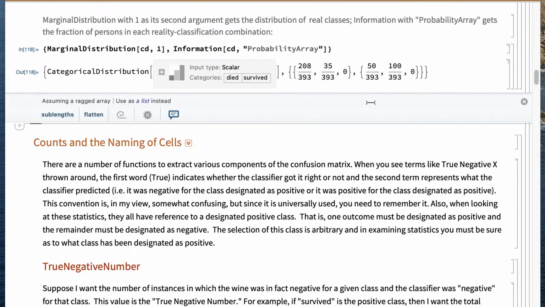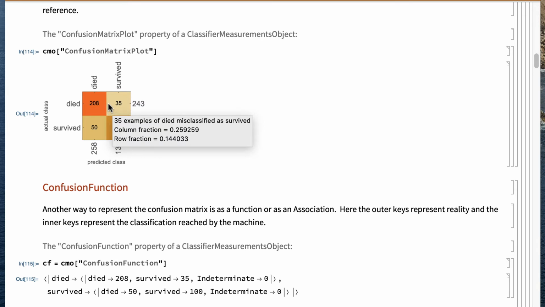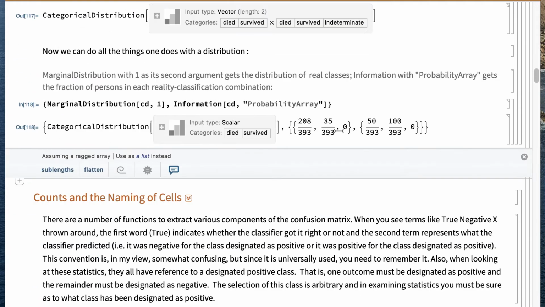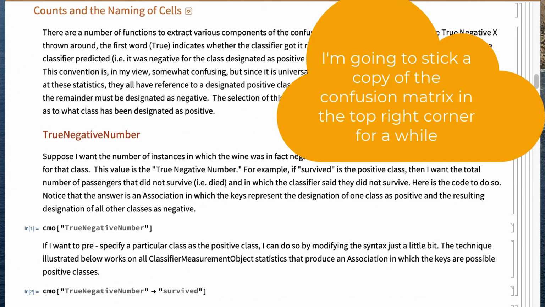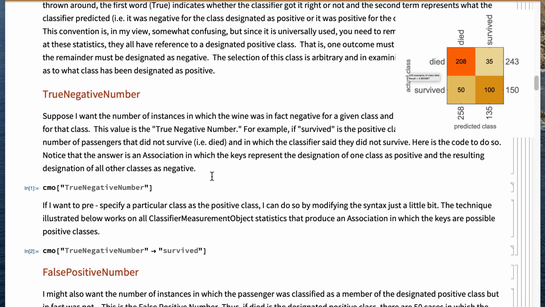We might want to know how many people are in each cell of, or wines or passengers, whatever it is. How many are in each cell of our confusion matrix? And one way to do that is to ask for things like the true negative number. Now, what does true negative mean?